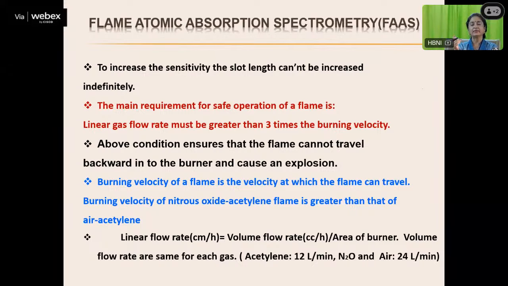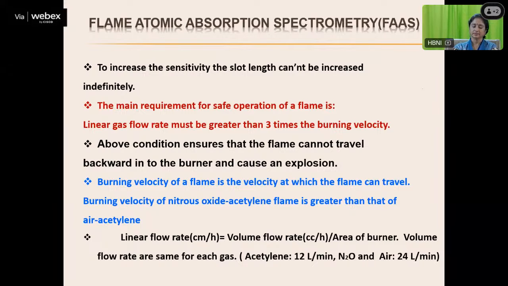The main requirement for safe operation of a flame is that the linear gas flow rate must be greater than 3 times the burning velocity. The above condition ensures that the flame cannot travel backward. If the flame is traveling backward to your cylinder, then some explosion may occur. Therefore, you cannot just increase the slot length. Burning velocity of a flame is the velocity at which the flame can travel. The burning velocity of nitrous oxide acetylene flame is greater than that of air acetylene.